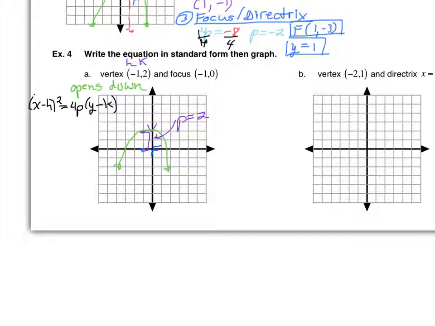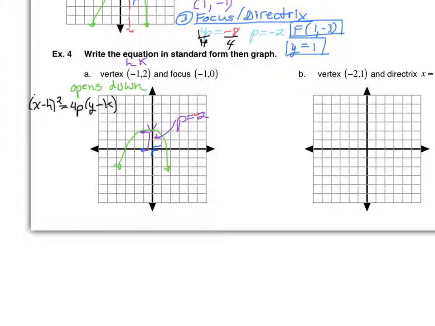Because 4p, for the parabola to open down, 4p has to equal what? For the parabola to open down, what's the sign of 4p have to be? Negative. So we already have the 4, so what does the p have to be in this case? It's going to have to be a negative 2. So let's put a negative in front of that 2, and that's how I determine that. I knew my parabola opened down, so for that to work in this formula here, my p has to be negative for that to open down.